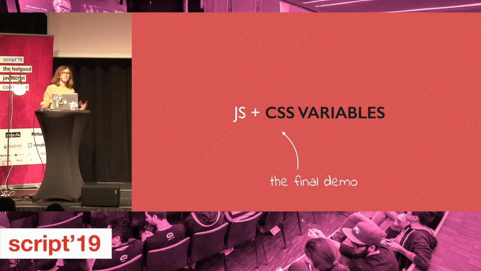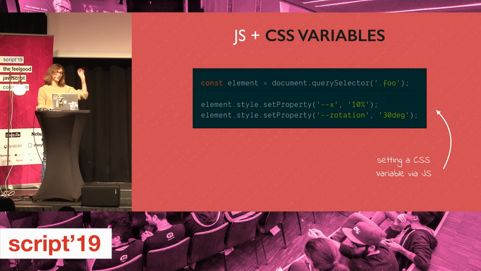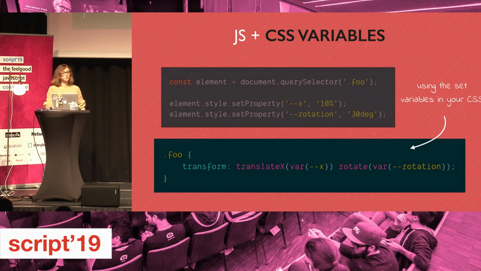JavaScript and CSS variables are a really good combination for animation. So I built a final demo with those two. And we can use them in JavaScript. So in JavaScript, we can get elements and we can set variables on all those elements with the setProperty function, and then the name of the variable and the value of the variable. And then in CSS, we can use all those variables we set in JavaScript with the var keyword. So we could, for example, translate x depending on that x variable we set in JavaScript, and rotate it depending on that rotation variable we calculated in JavaScript.